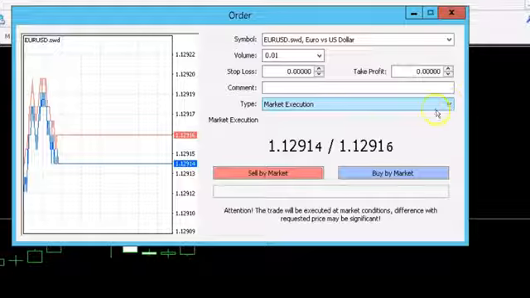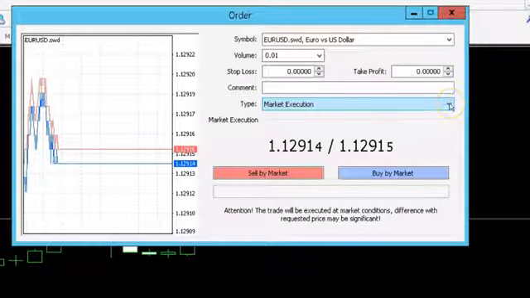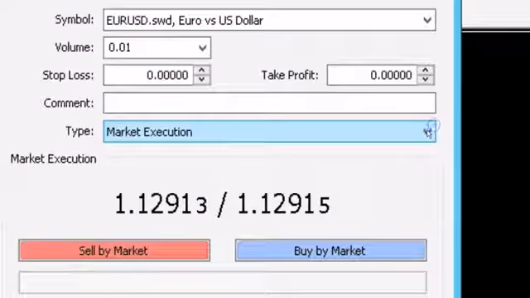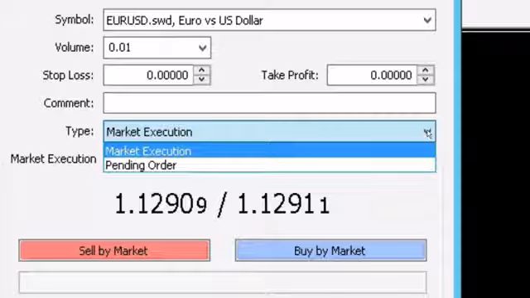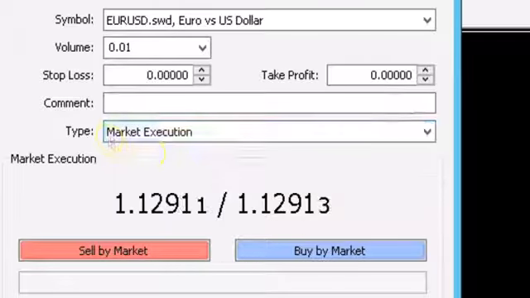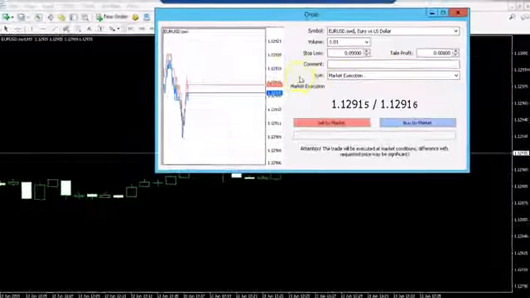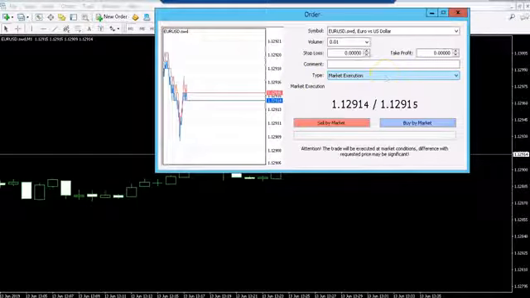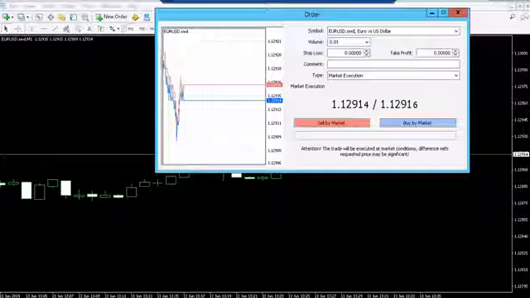and where it says type in this drop down here, you'll have market execution and obviously pending order. Now for the ECN broker, it will be market execution. So this shows that this broker is an ECN broker.